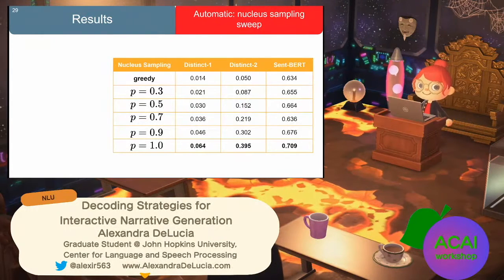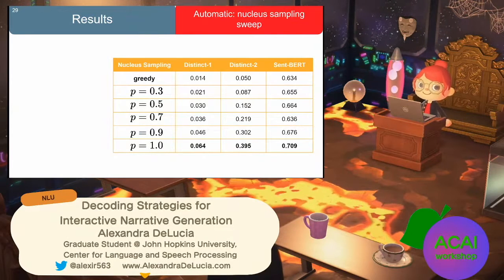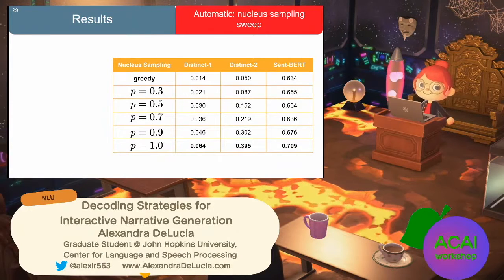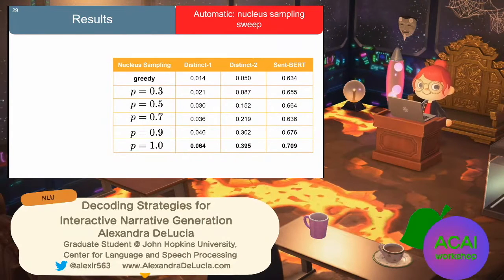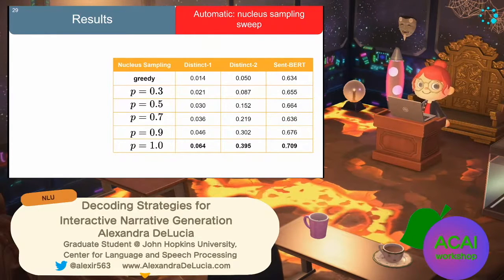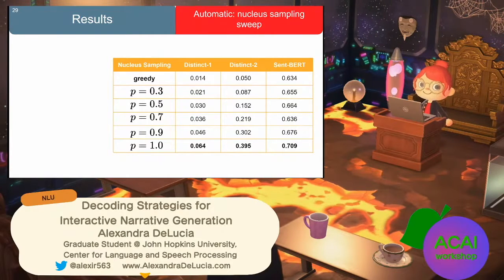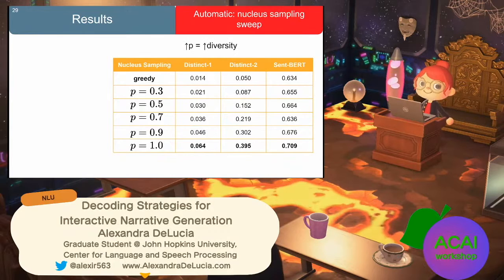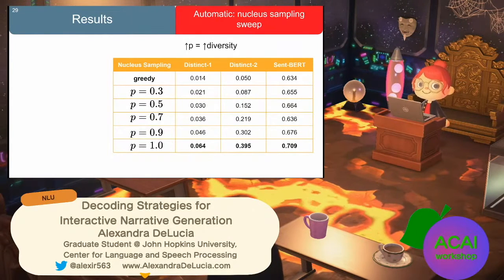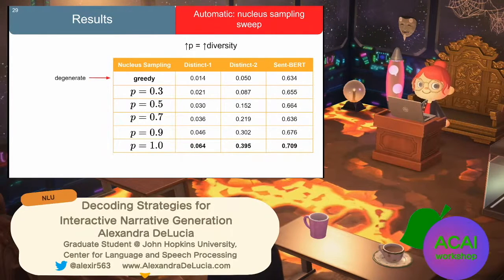For the automatic evaluation, where we said distinct N measures the form diversity and CentBERT would be used to measure the content diversity, we see that as our p value increases, that diversity increases for both form and content according to these automatic evals. But while we were reading the responses, we also see that this does not completely capture what was fully going on.